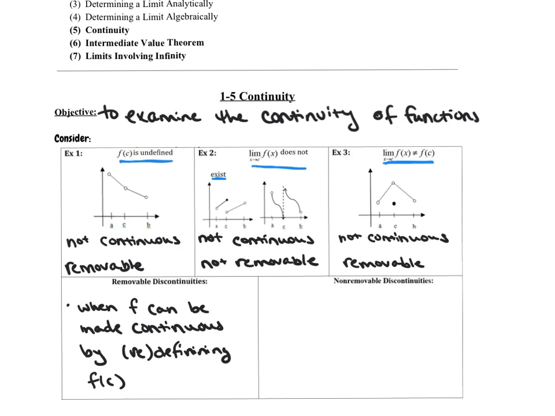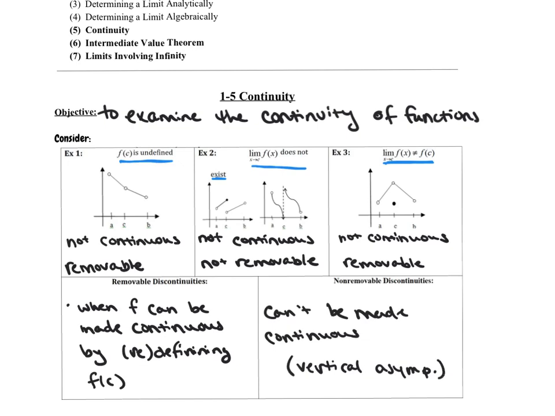But in example 2, we have 2 non-removable discontinuities because we can't adjust the graph, or we can't redefine the graph to make it continuous. So non-removable discontinuities can't be made continuous. These are things like vertical asymptotes, or the piecewise with a defined value at f of c. Removable discontinuities are more often holes.